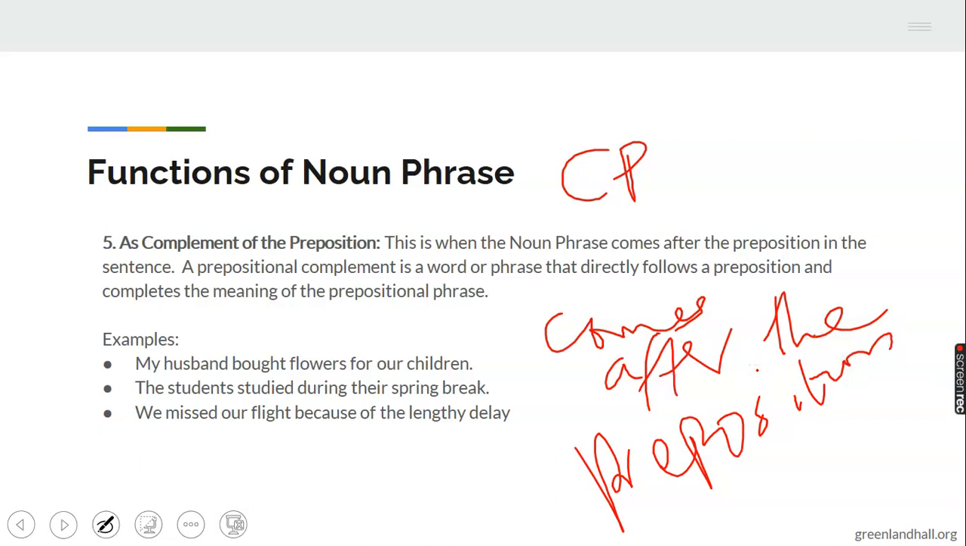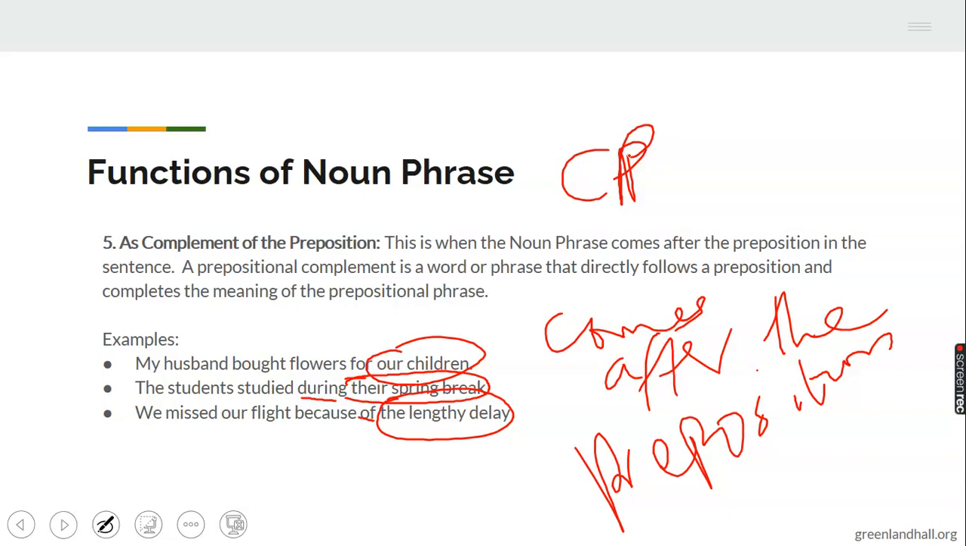We all know what prepositions are. We can list them. So let's look for preposition here. This preposition here. This is a preposition here. This is a preposition here. That is everything after them now. Their noun phrases, our children, their spring break, the lengthy days. As noun phrases here, they are functioning as what? Complement of the preposition as noun phrases.